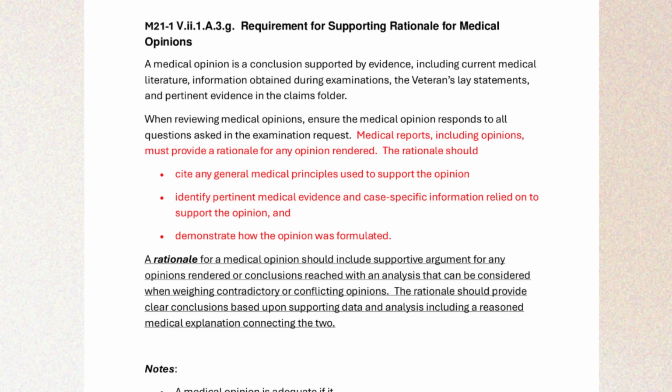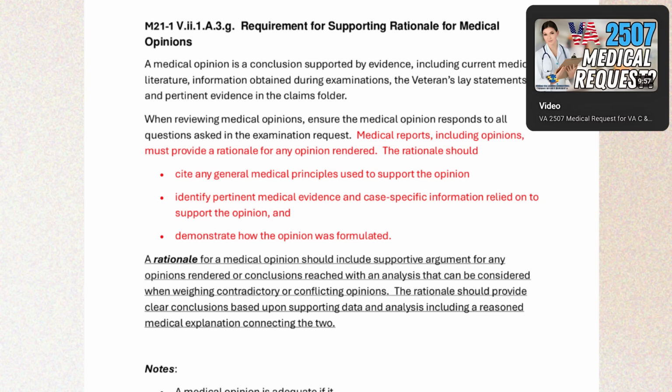Let's keep going. When reviewing medical opinions, ensure the medical opinion responds to all questions asked in an examination request. Now, if you go to a private doctor, there's no examination request. What they're talking about is the 2507 medical request. Don't worry about what it is, because guess what? You know I got you covered. I got a video on that, all right?